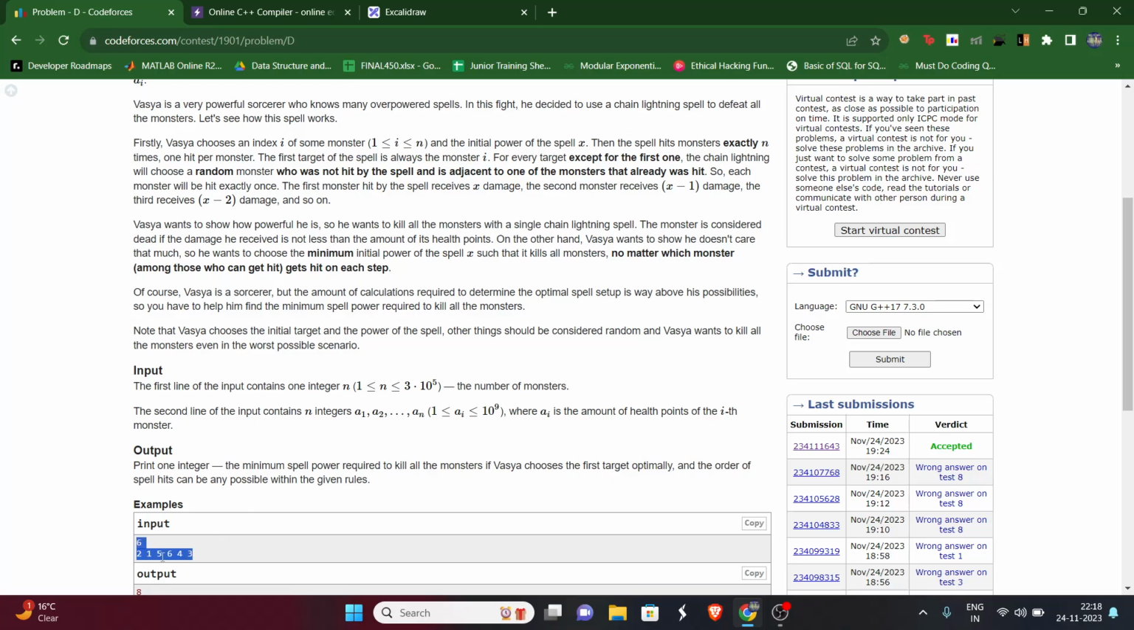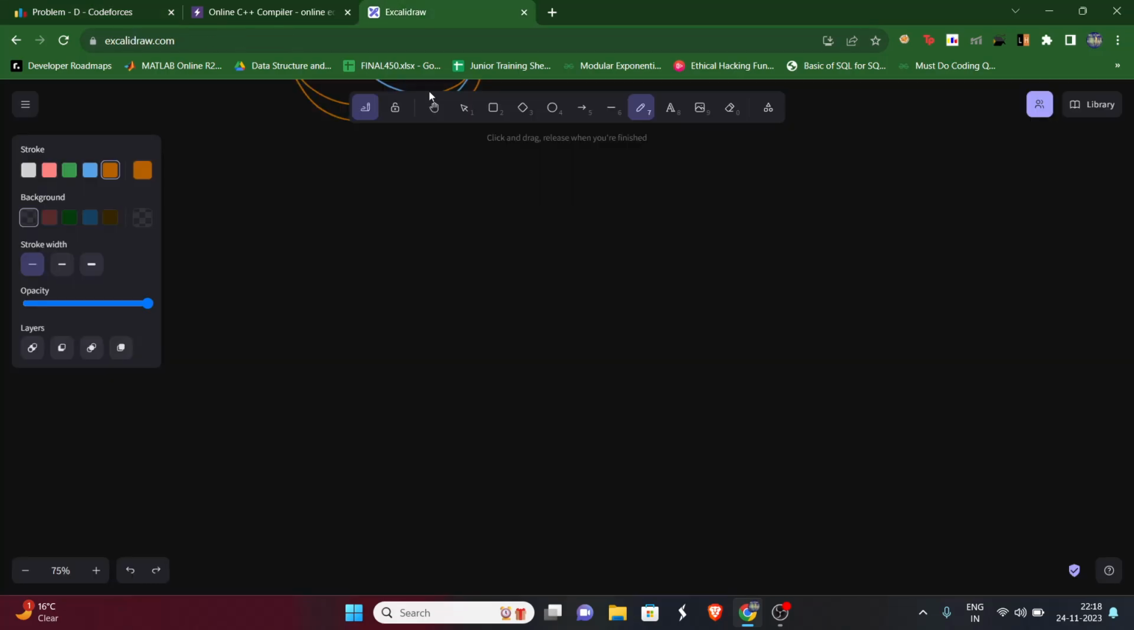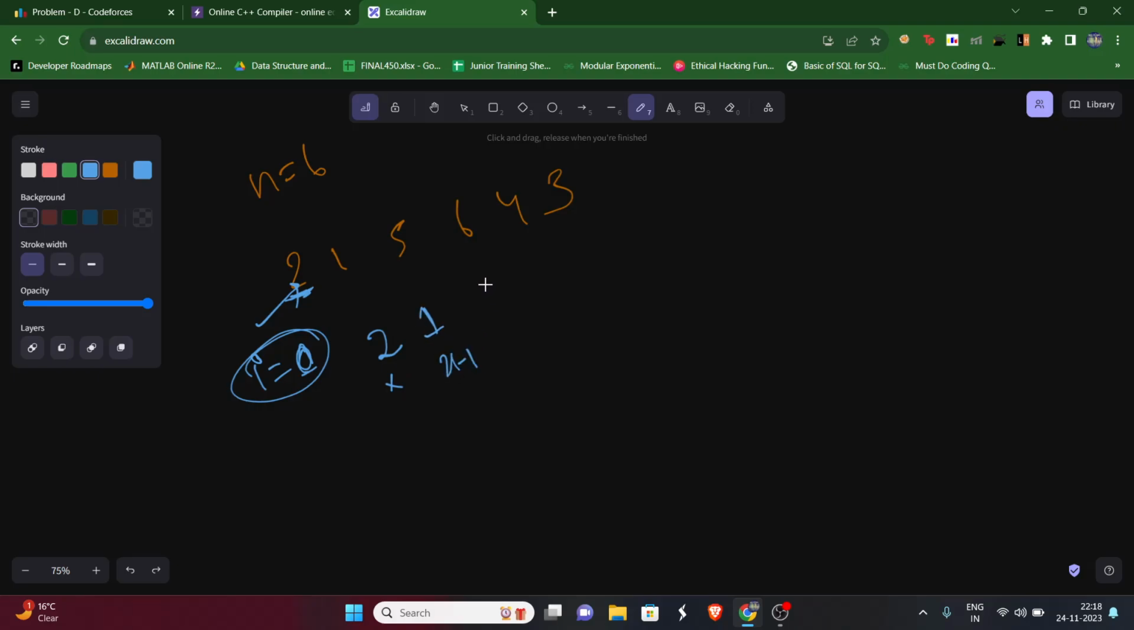To better understand, let's go with this example: 2, 1, 5, 6, 4, 3. N is 6 over here. If we select this 2, that is, Vasya selected i equal to 1, or better to say i equals 0, as the first monster to hit, he will have no choice but to hit it with power x, and the next element to be hit with x minus 1, and this next element should be hit with power x minus 2, 6 should be hit with x minus 3, 4 should be hit with x minus 4, and 3 should be hit with x minus 5.